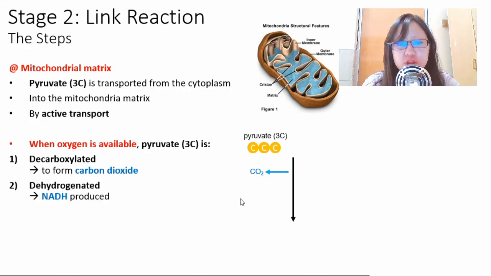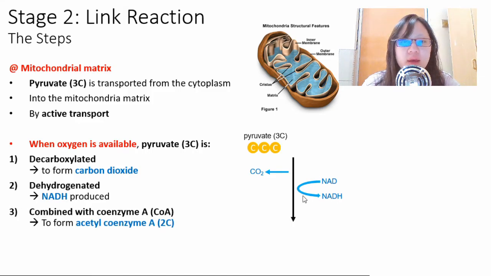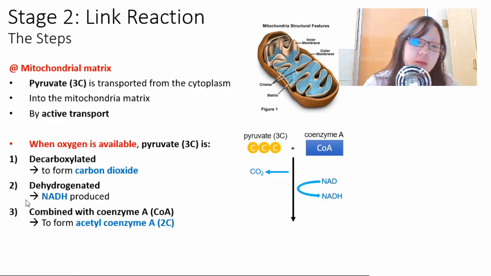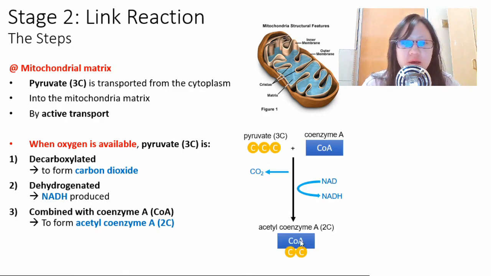It's dehydrogenated, so a hydrogen atom gets removed and NADH is produced. And the third thing is, it is combined with coenzyme A. Now, coenzyme A is not a hydrogen carrier. Coenzyme literally means that the enzyme needs it to be able to function. So, since one carbon is removed through carbon dioxide here, we are left with 2 carbons and 1 coenzyme A. Together, that makes acetyl coenzyme A.